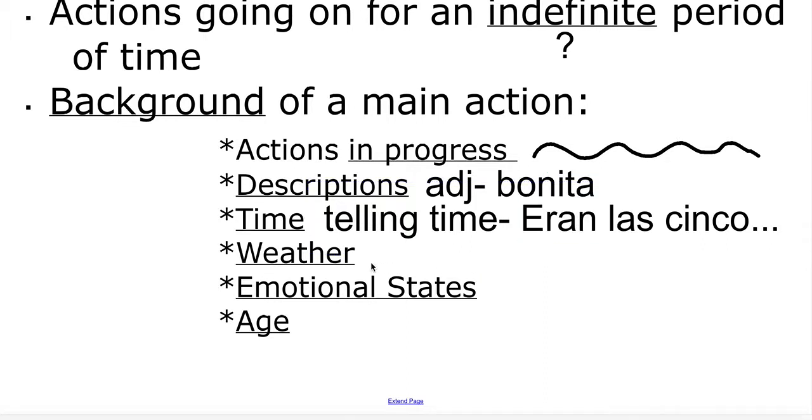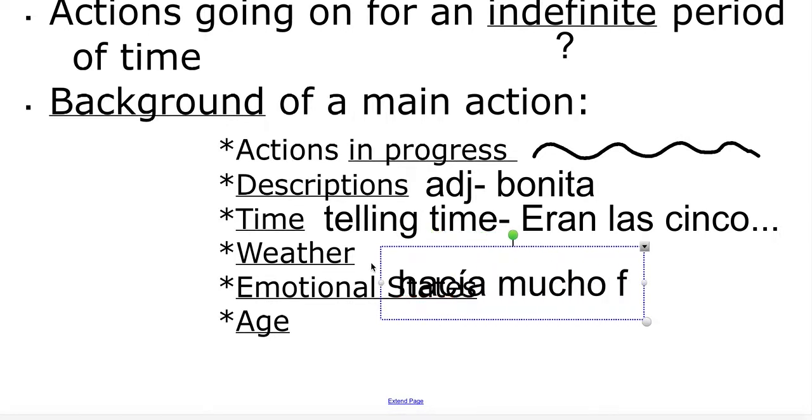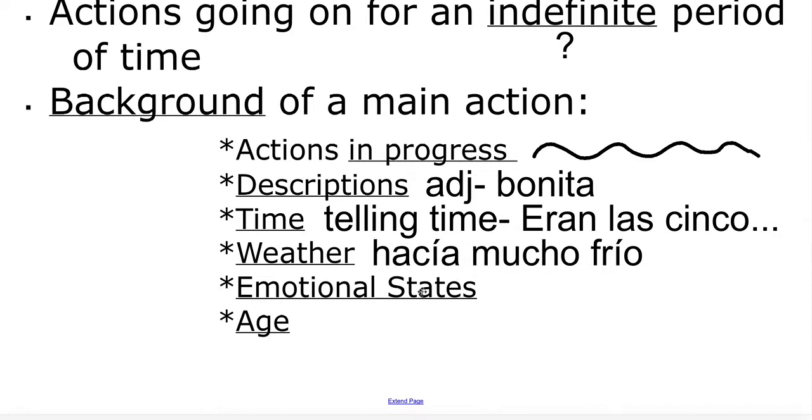Weather, you're giving background information about a story. It was a stormy night. It was very cold. You would use hacía mucho frío. Okay, so you know that weather will be an imperfect use.